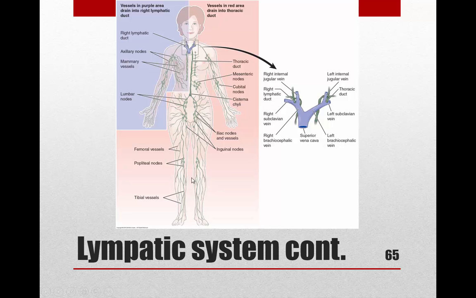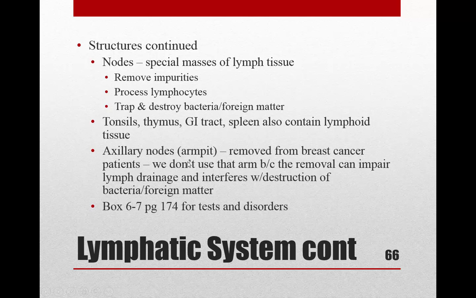There's a little picture in your book that shows all the different lymph nodes. Usually lymph nodes are depicted in green or yellow, depending on your textbook. You should know that there are nodes and what they do, and that the tonsils, thymus, GI tract, and spleen are also part of this system. You have the axillary nodes. We might have already talked about that in class.